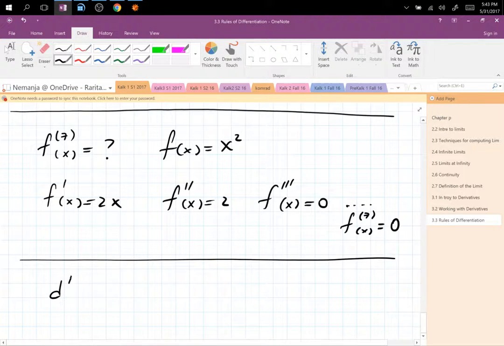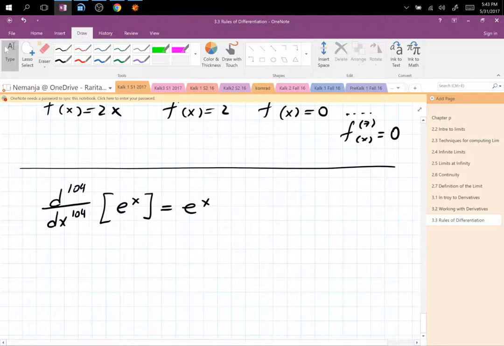What is the 104th derivative of e to the x? Yeah. So, right?